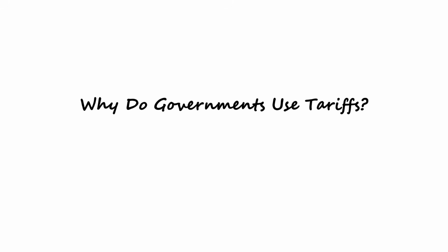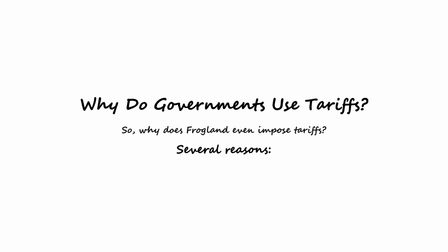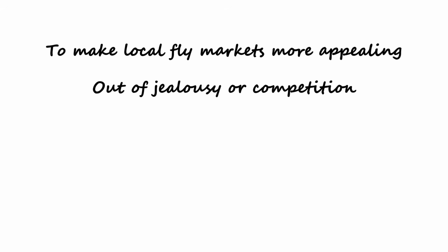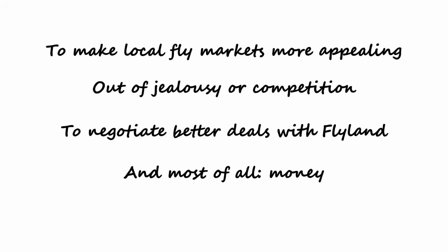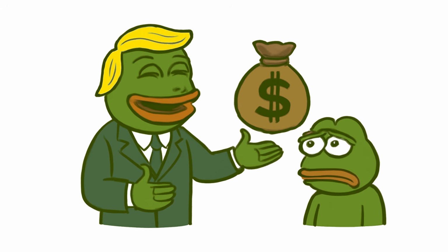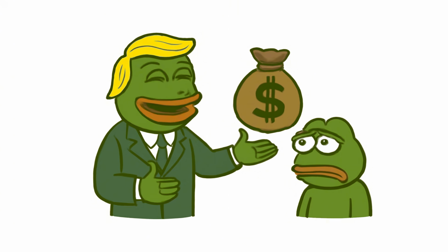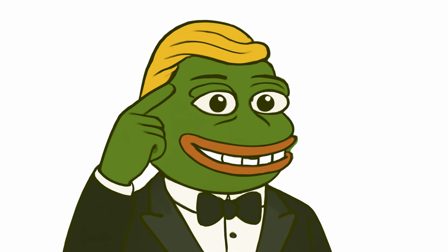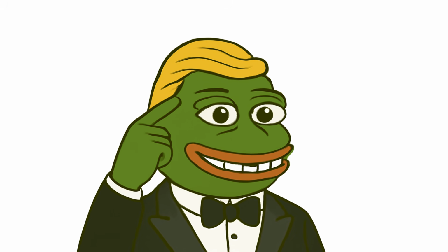Why do governments use tariffs? So, why does Frogland even impose tariffs? Several reasons. To make local fly markets more appealing out of jealousy or competition. To negotiate better deals with Flyland. And most of all, money. Governments love tariffs because they generate revenue without raising direct taxes. But it comes at a cost. Higher prices and unhappy frogs.